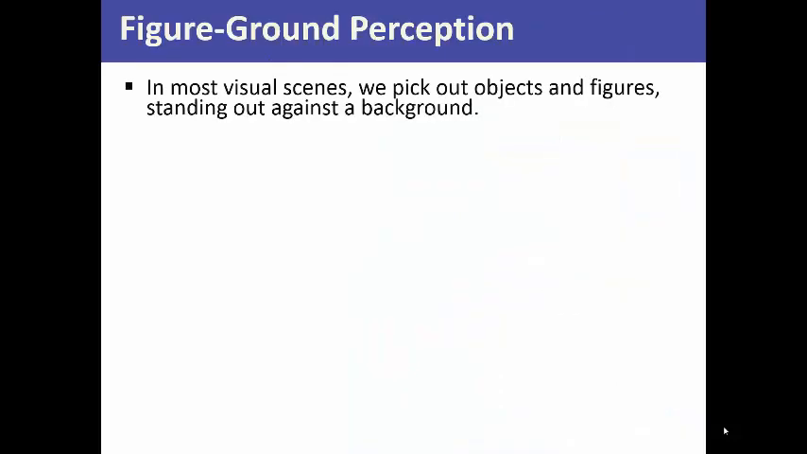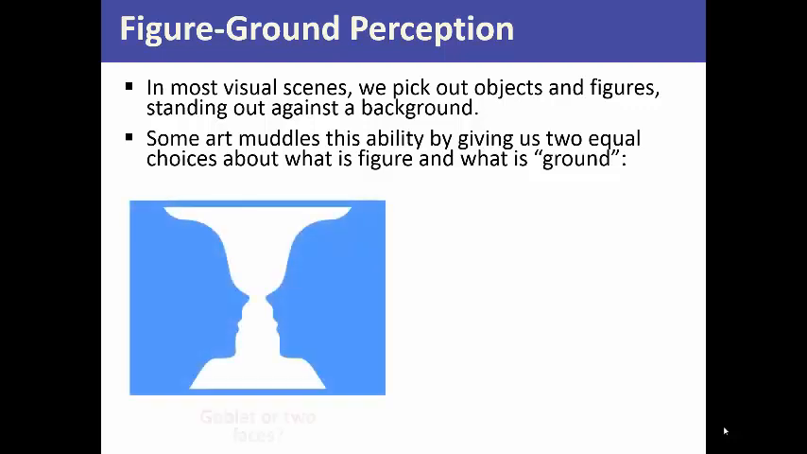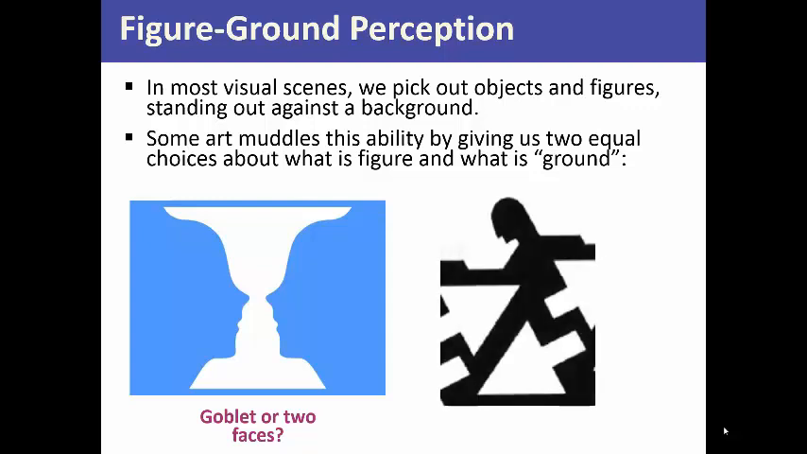In most visual scenes, we pick out objects and figures standing out against a background. Some art muddles this ability by giving us two equal choices about what is the figure and what is the ground. So, for example, when you see this, do you see a goblet or do you see two faces? So you can kind of look at the white or you can look at the blue, and you can kind of change that.